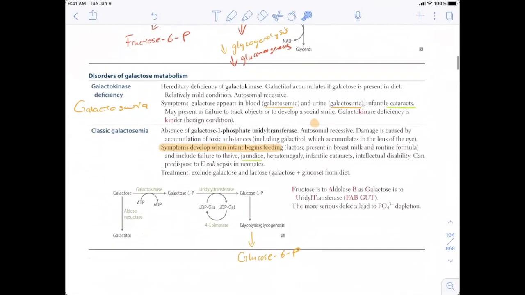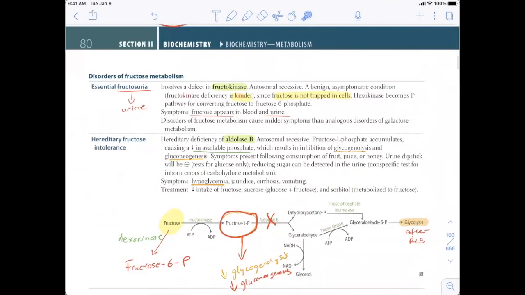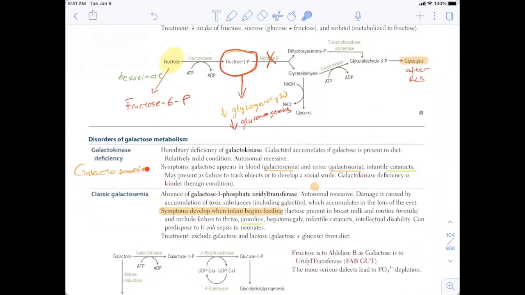Now you can also have galactose problems. Very similar to the fructose side, right? So the way I like to think about it, your galactokinase deficiency is similar to your fructokinase deficiency. The only thing is, this one is called essential fructosuria, but if you want it to be nice, this is almost like a galactosuria you're going to see, okay?